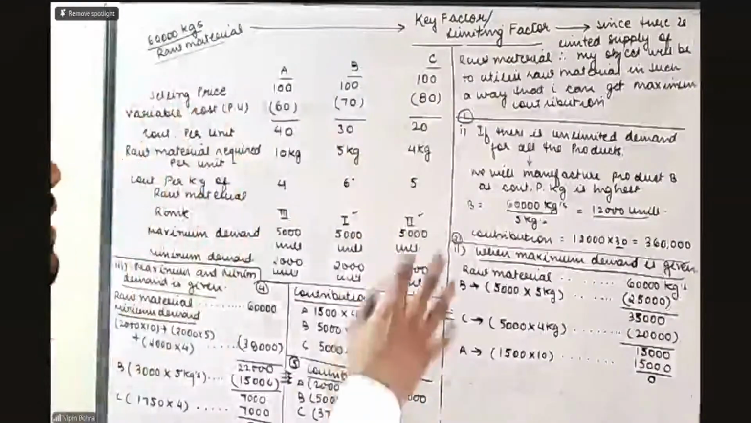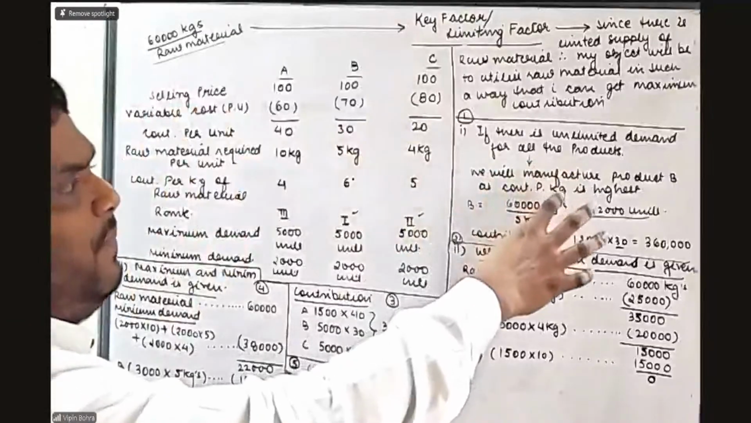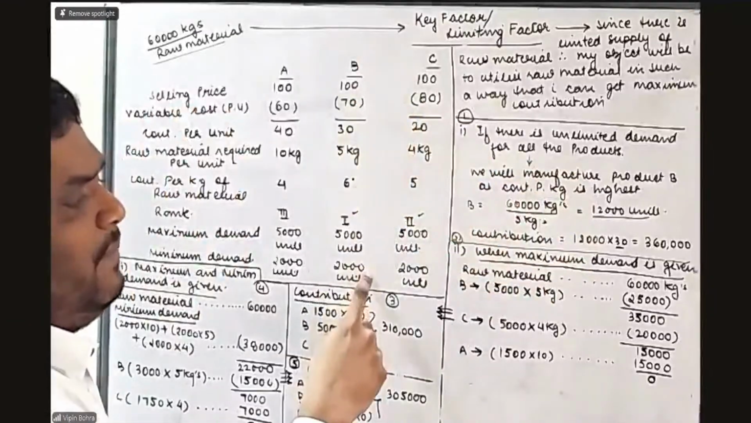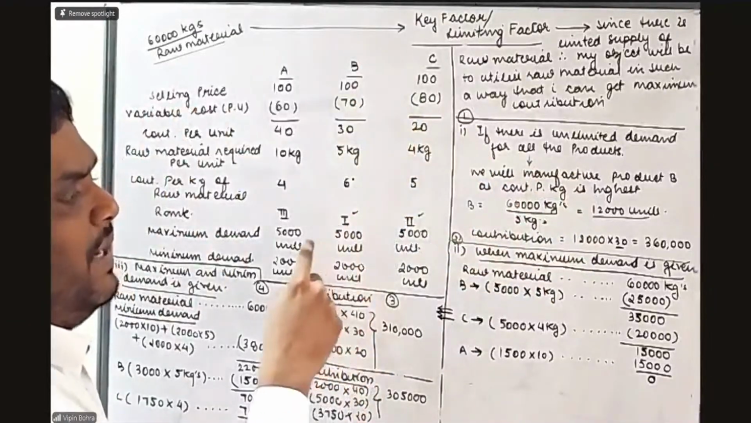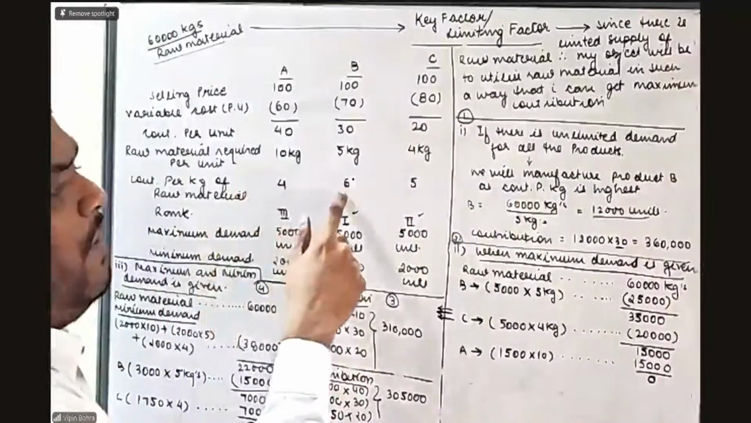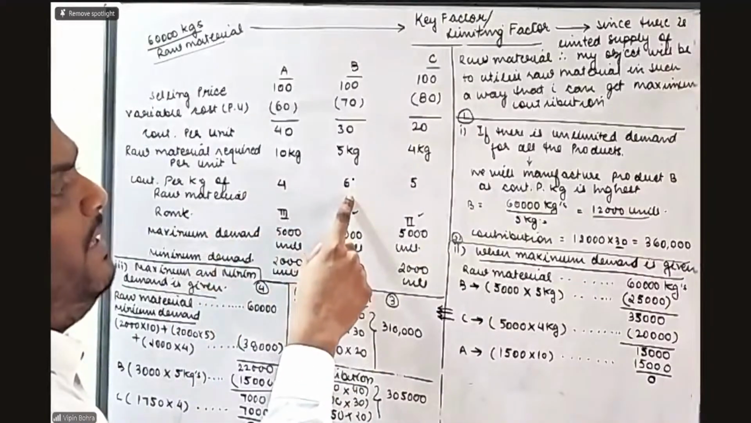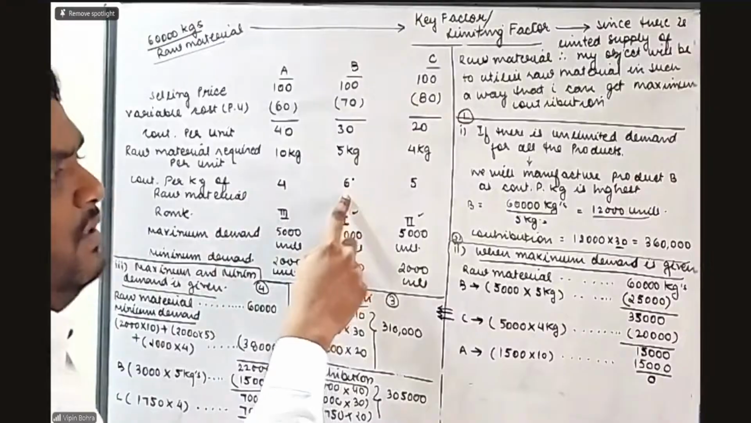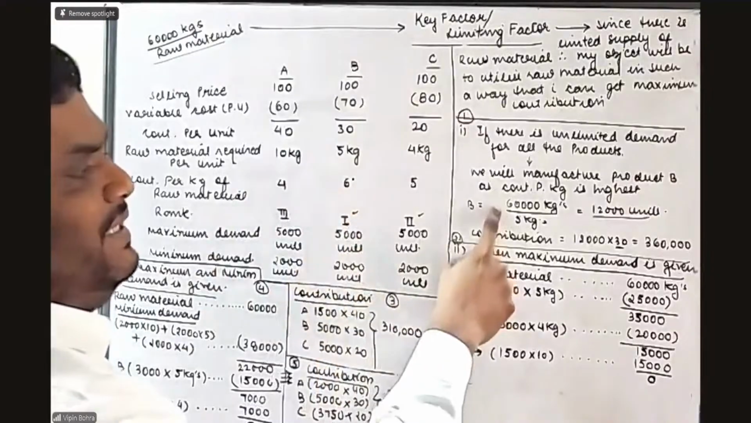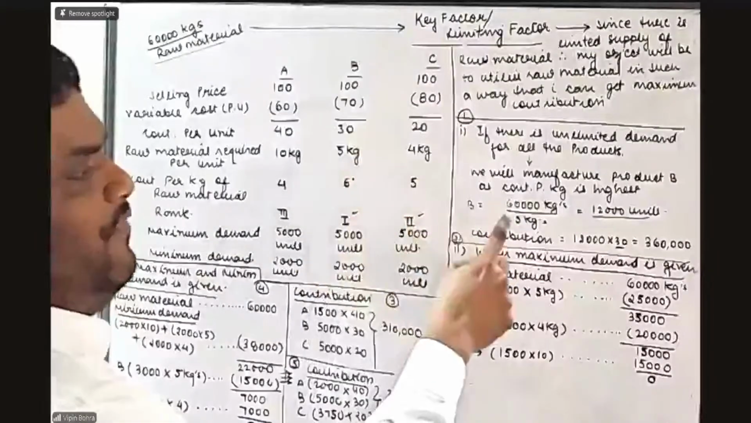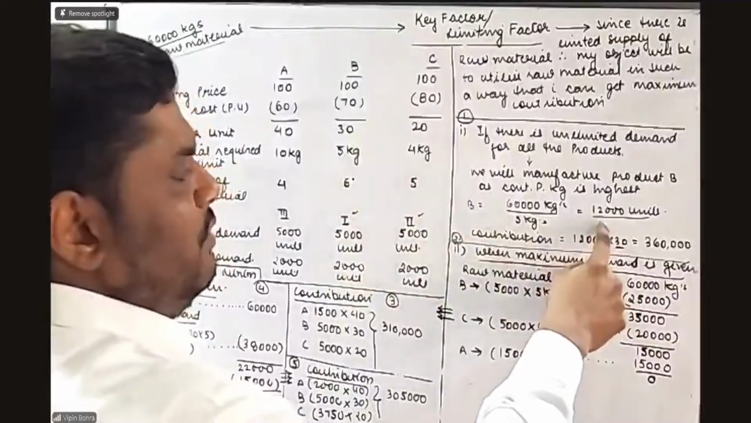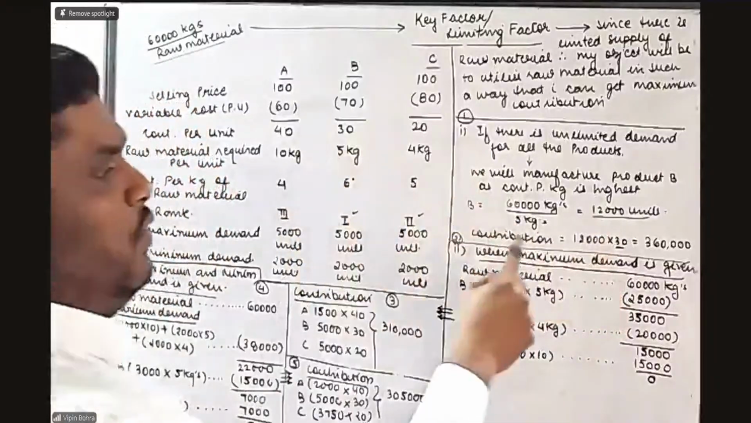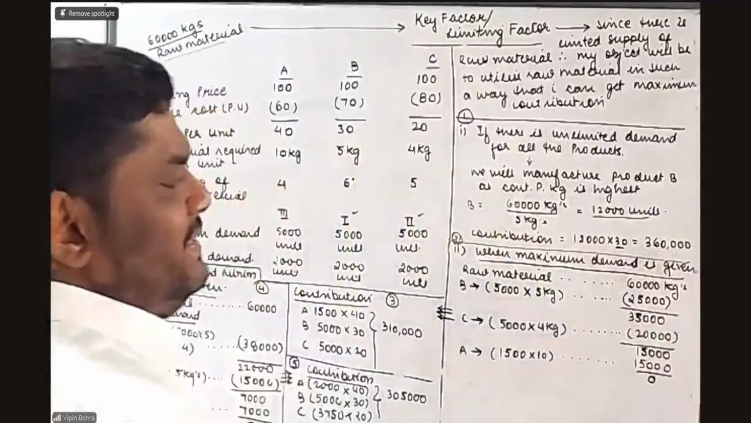So herein, if there is unlimited demand for product, then we will be manufacturing product B only, because the contribution per kg of raw material is highest in case of B. So herein that is 6. So we have 60,000 kgs and one unit requires 5 kgs. So 12,000 units we can manufacture. So the total contribution will be 3,60,000.